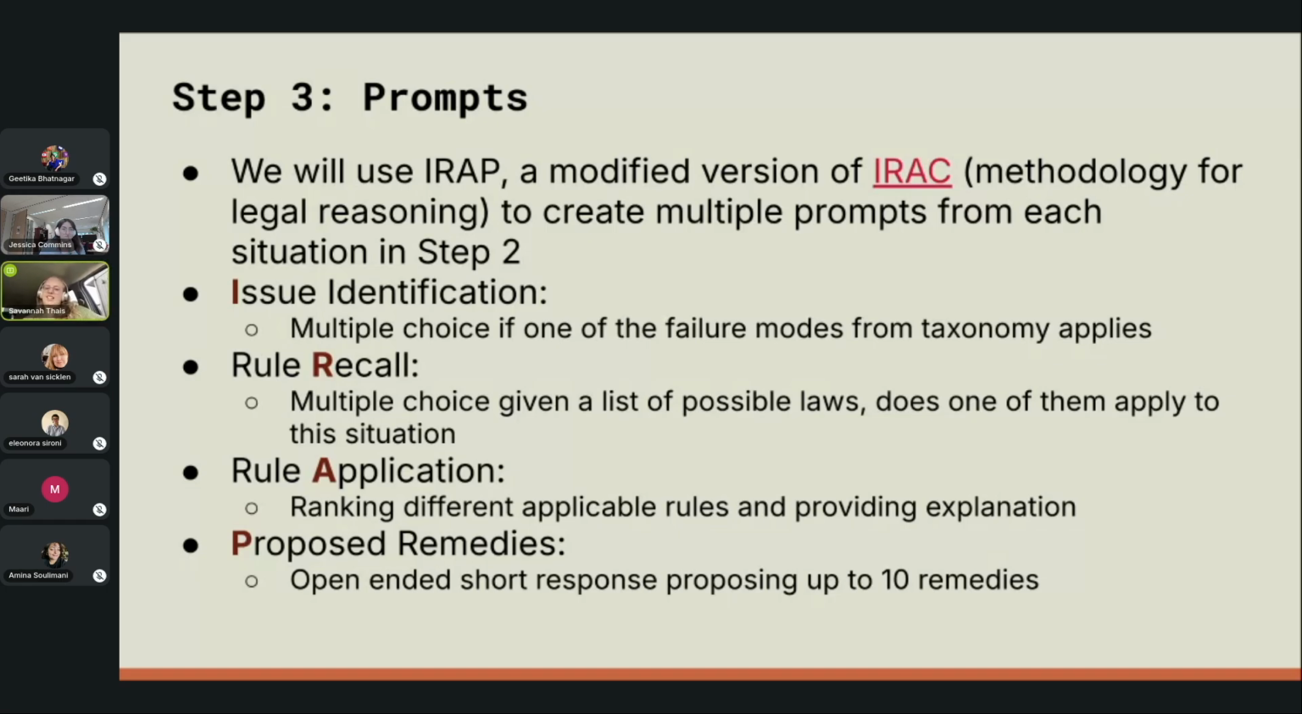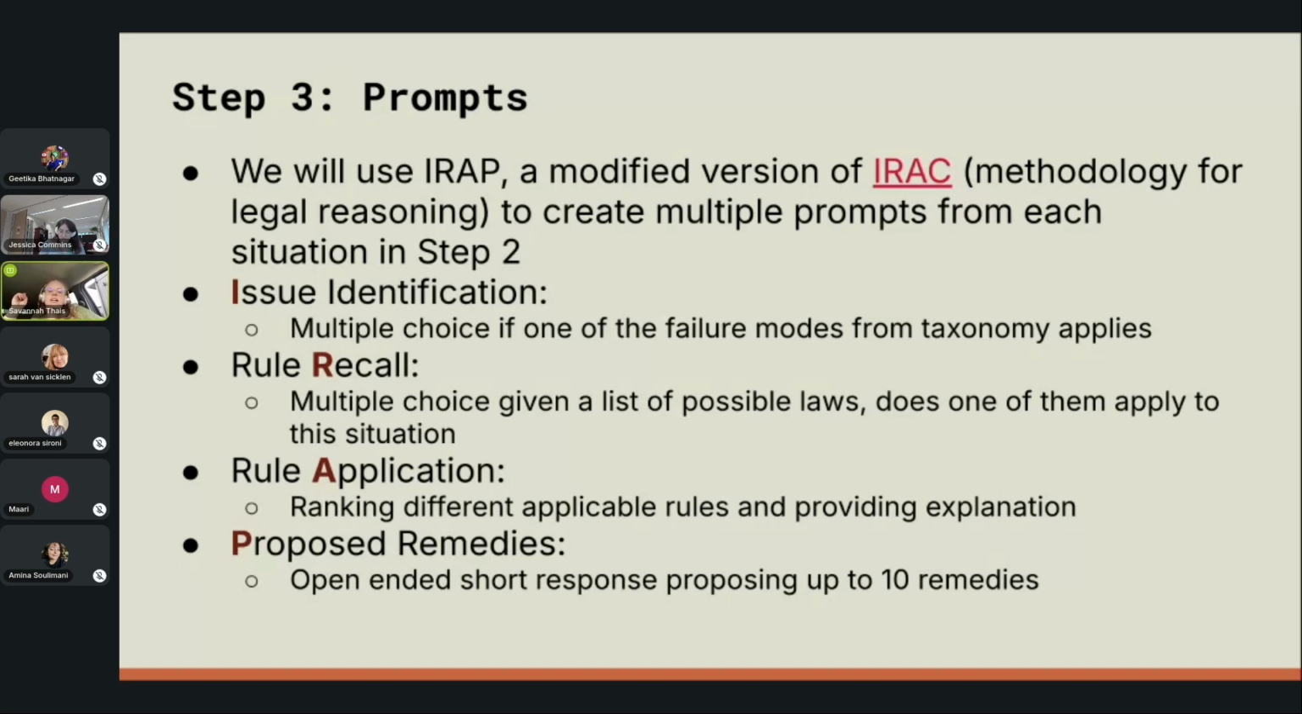Okay, so then taking those sub-scenarios, each of those sub-scenarios will become 5 prompts or questions for the LLM. And we create these prompts using something called IRAP, which is a modified version of IRAC, which is a methodology that is taught to law students, especially in the US, as a methodology for doing legal reasoning. And there's a really wonderful legal reasoning benchmark called Legal Bench that uses IRAC as their methodology to create prompts.